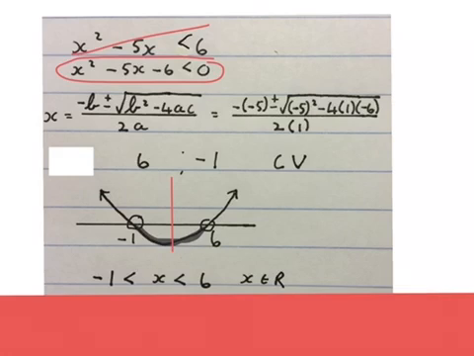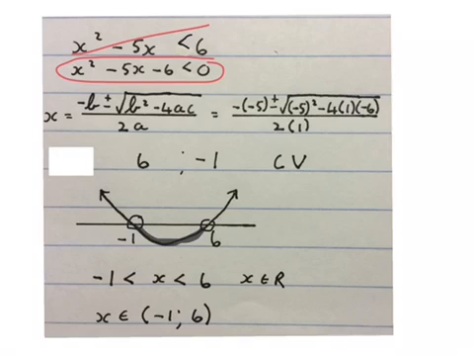So we are looking for the values between this number and this number. That's why it's darker. So we look for the numbers between minus 1 and 6 as the answer to the question. And you can write the answer this way. x lies between minus 1 and 6. x is bigger than minus 1 and smaller than 6. x is an element of the real numbers. You can also write it this way. x is an element of from minus 1 up until 6, excluding minus 1, excluding 6.